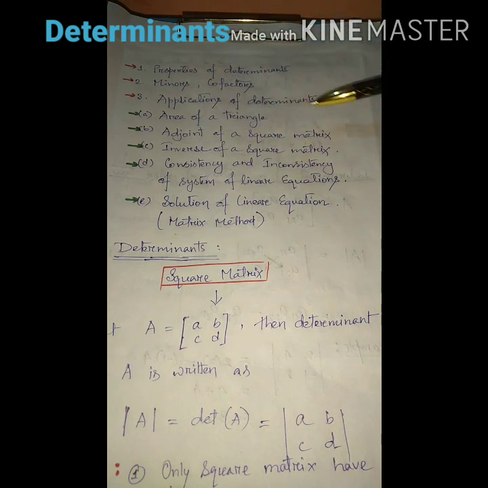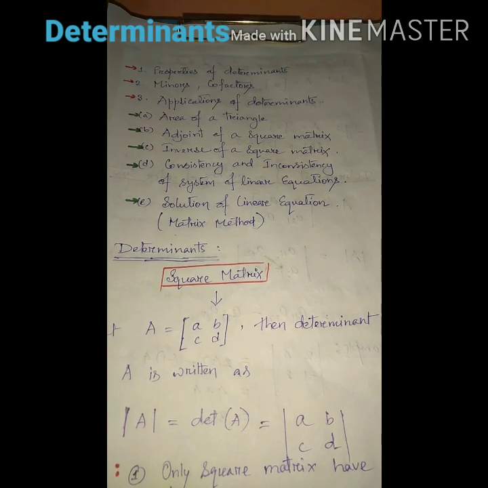Then adjoint of a square matrix. So in matrix again we apply this determinant. Next, inverse of a square matrix. In our matrix part we know how to find the inverse with the help of elementary operations. Easily we can find the inverse. So here another method is there to find the inverse.